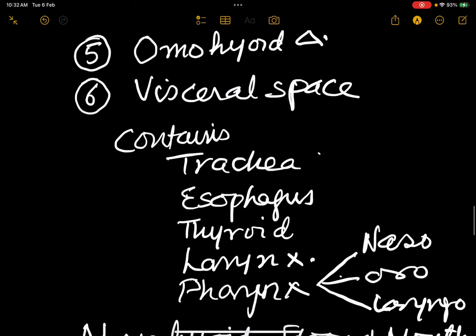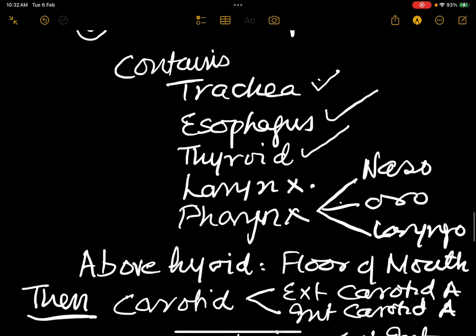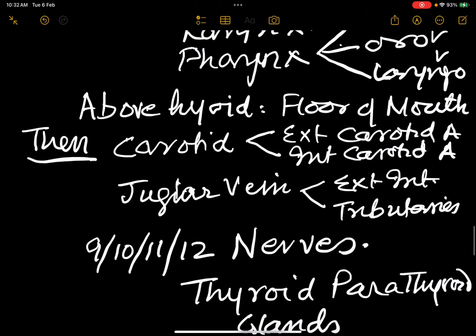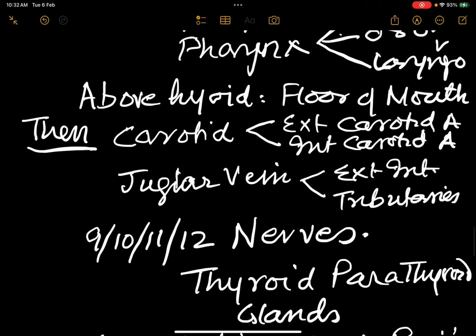So what does it contain? It contains the trachea, it contains the esophagus, it contains the thyroid gland, it contains the larynx and the pharynx. The pharynx is naso, oro, and laryngopharynx, behind the nose, mouth, or the larynx. Then it contains the carotid artery, which divides into the external and internal carotid. You have to remember lots of branches of the external carotid.